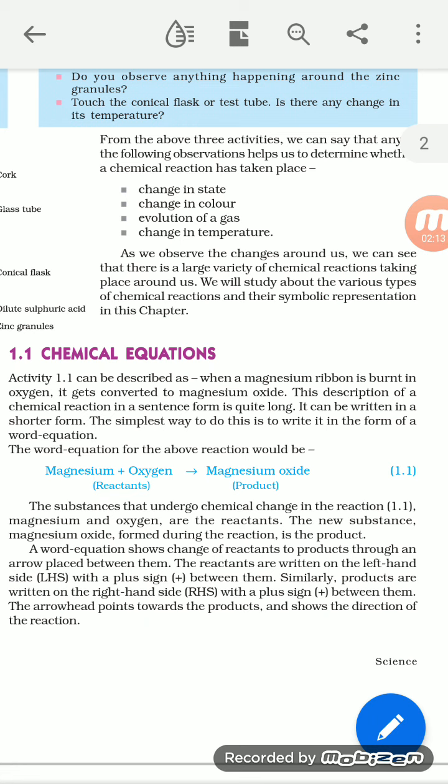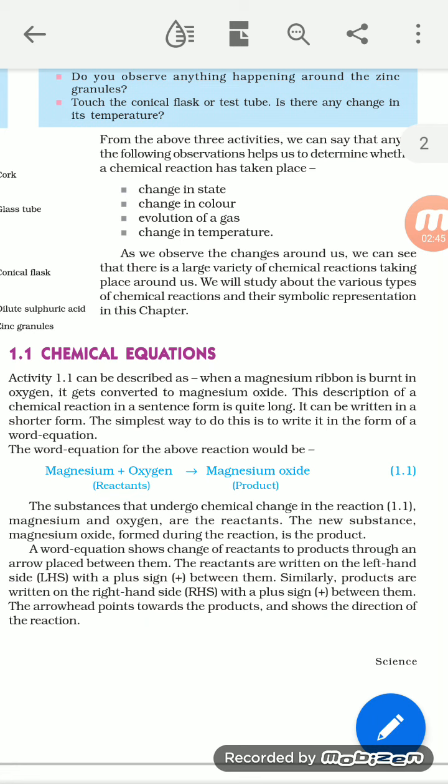After or during the reaction, one new substance may form, maybe two may form. But here one new substance is formed, and that is called the product. So magnesium and oxygen are the reactants, which undergo chemical change, and the new substance that is formed is called the product. A word equation shows the change of reactants to products.